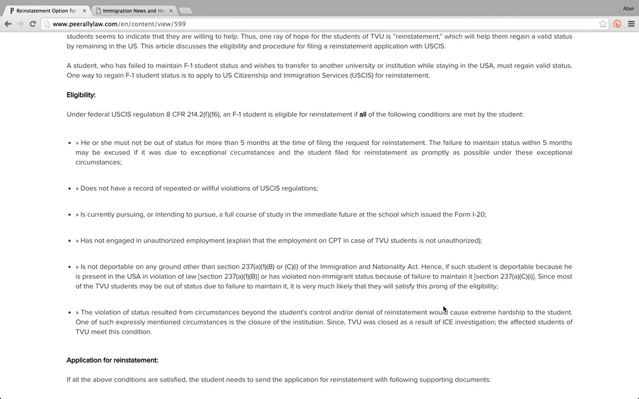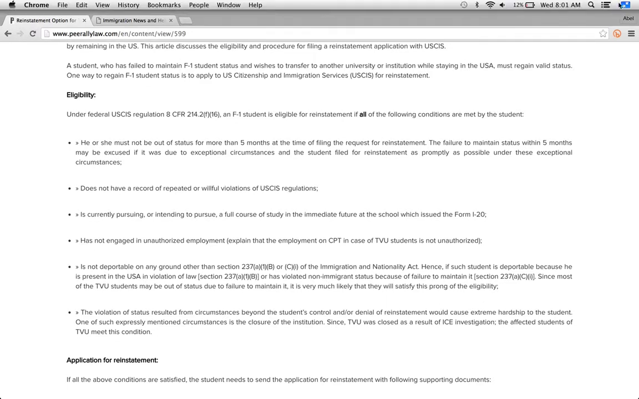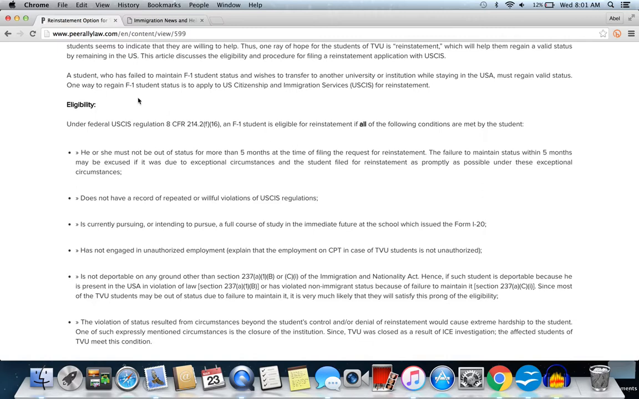This is just a few examples, and anything I'm telling you today, ladies and gentlemen, is for educational purposes only. You should not act or refrain from acting solely on the information provided. You should contact an attorney if you have any questions.